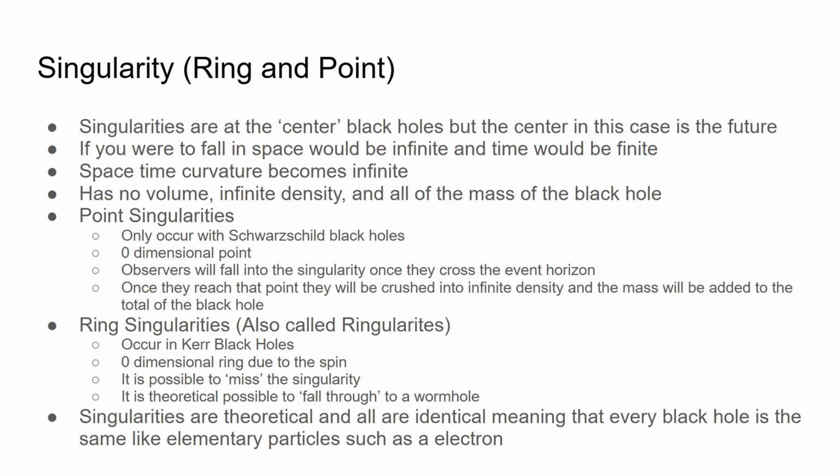And as we said, space-time curvature at the singularity becomes infinite. And for points, it has no volume, infinite density, and the entire mass of the black hole. So point singularities can only occur with the Schwarzschild black holes, and it's a zero-dimensional point. And you will fall into the singularity because it's in your future once you cross the event horizon. Of course, as we said earlier, you would be crushed to infinite density and you will be added to the total mass of the black hole.